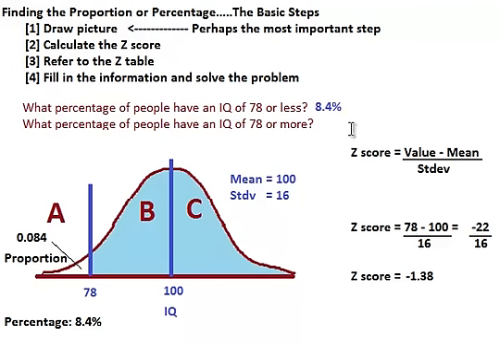Before I continue, by the way, I'm going to put the answer to our previous question right here, 8.4. Okay, so that was 8.4%. Now, as mentioned, we want to know what percentage of people have an IQ of 78 or more, focusing on the blue.